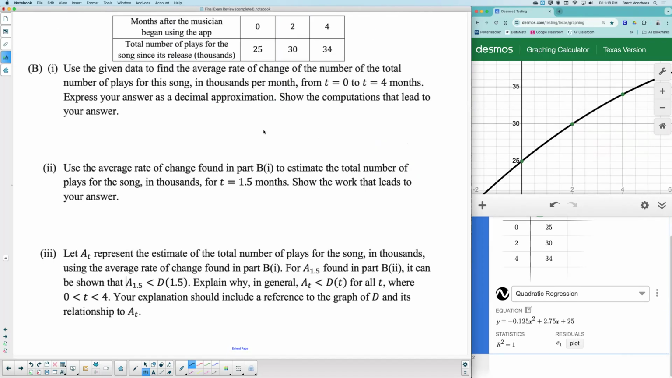All right, now let's look at part B here. Part B says use the given data to find the average rate of change of the total number of plays of this song in thousands per month from t equals 0 to t equals 4 months. Express your answer as a decimal approximation. Show the computations that lead to your answer.